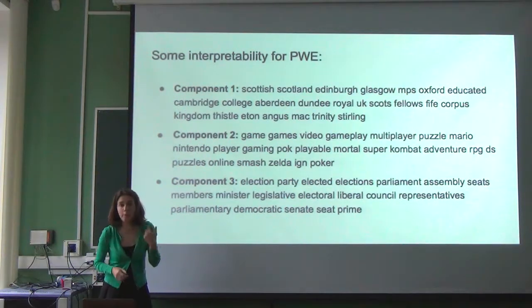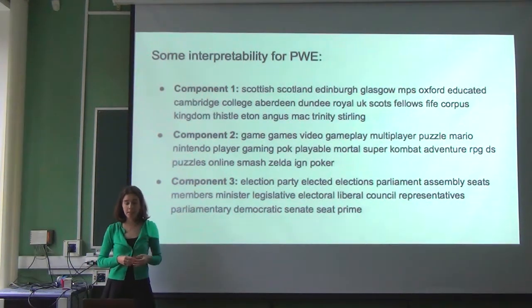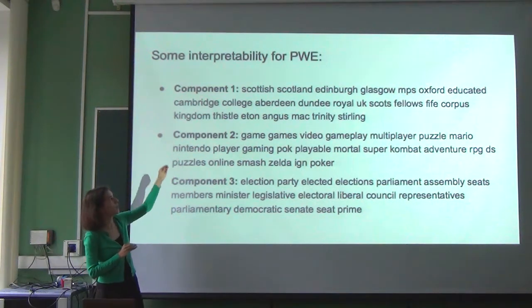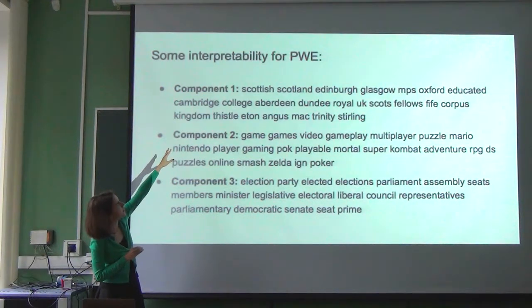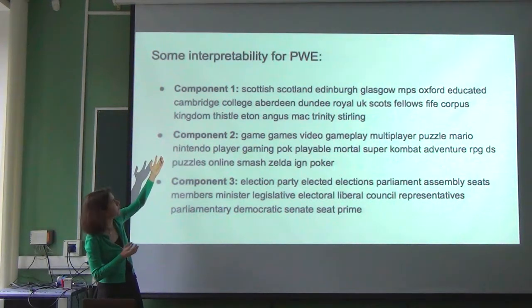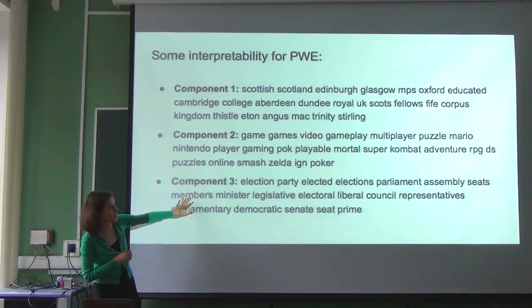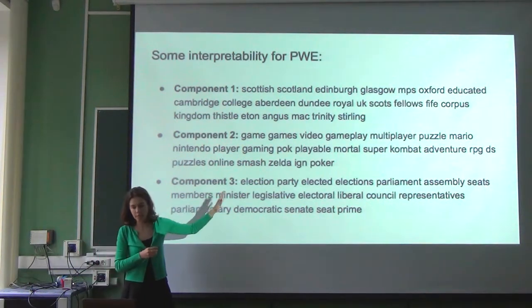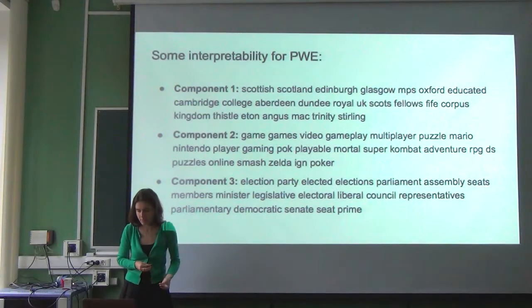If you go for probabilistic word embeddings, they are still not super fine-grained, but at least they have some meaning. So, this is about Scotland, England, and kingdom and royalty. This thing is about games. This thing is about politics, right? So, it's kind of interpretable topics.